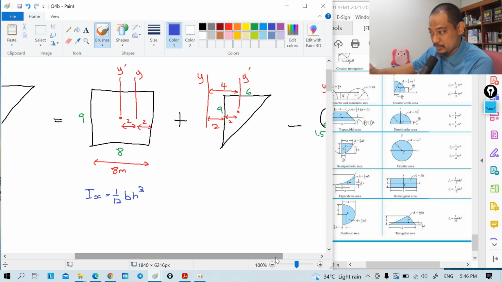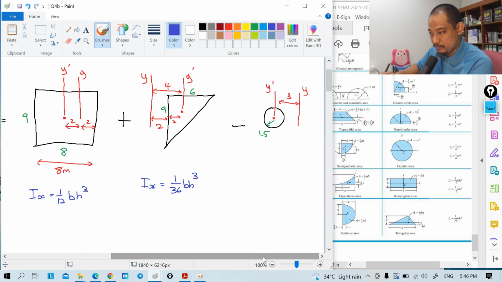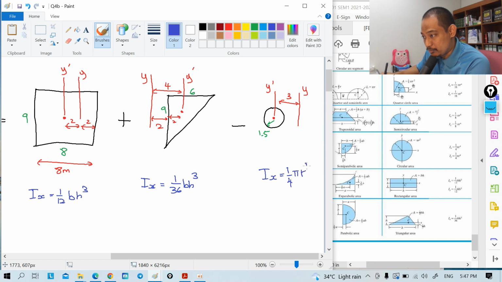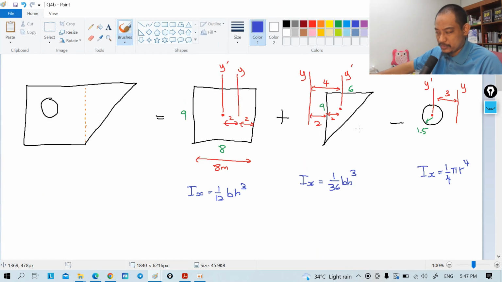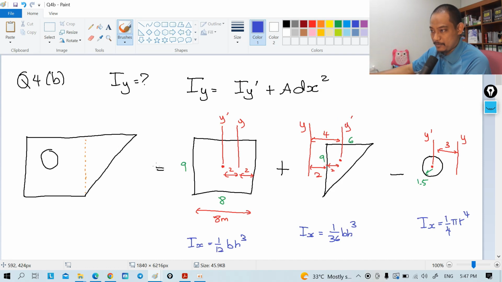So here I write the Ix1 and we'll just flip it, right? 1/36 BH cube, and for the circle here, Ix is 1/4 pi r to the power of 4, right? Normally my habit is that for some types, for example a triangle, it just gives you Ix, so I'll write everything as Ix and I just flip for Iy. So that's my habit. All right.